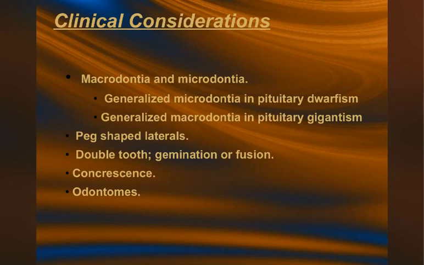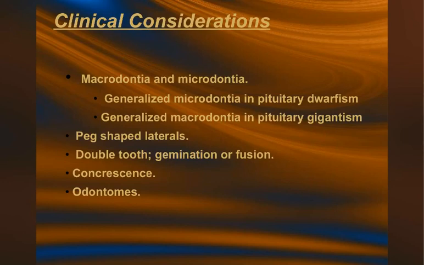Double teeth can be two types: gemination or fusion. Gemination, when the original tooth germ is split into two. Fusion, when two separate tooth germs are fused into one. But whether fusion or gemination, the outcome teeth are not completely split, not completely fused. They are partially fused at the level of the crown, but their roots are separate.